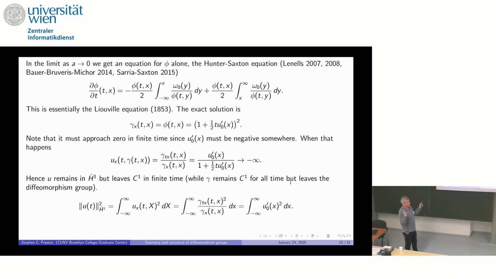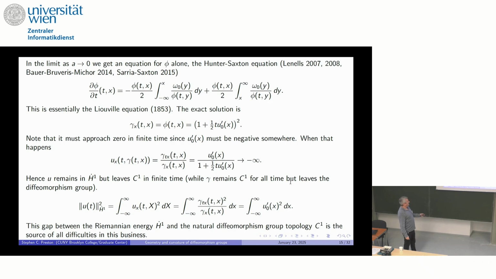I'm not shocked that it leaves C1. It remains in H1 dot. So that's H1 without the lowest order term. So its L2 norm is preserved for this function, but its L infinity norm is not preserved, it actually goes to infinity. And it's one of the easiest examples to see the big difference between an H1 bound and a C1 bound. One of them stays bounded and the other goes to infinity.